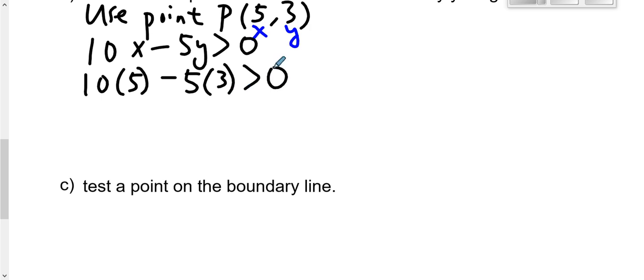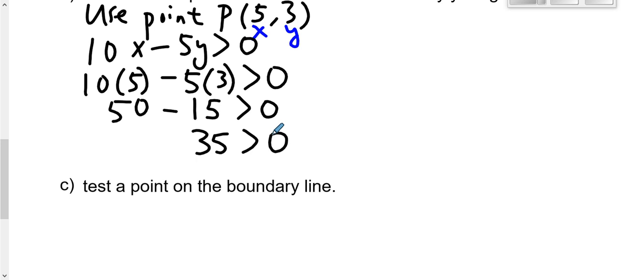And right hand side is still 0. So left hand side, 5 times 10 gives you 50, minus 5 times 3 gives you 15. Right hand side is still 0. Left hand side, 50 minus 15 gives you 35. And right hand side is 0. So it says 35 is greater than 0. Of course, this is a truthful statement. So that means the point is a solution to the graph as expected, because we did that graphically.